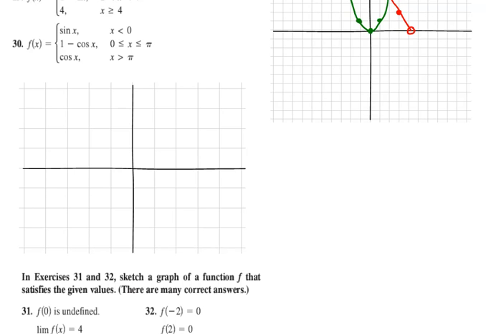Okay, in this video I want to take a look at problem number 30. We have the piecewise function f of x is equal to sine of x when x is less than 0, 1 minus cosine x when x is between 0 and pi, and cosine of x when x is greater than pi.